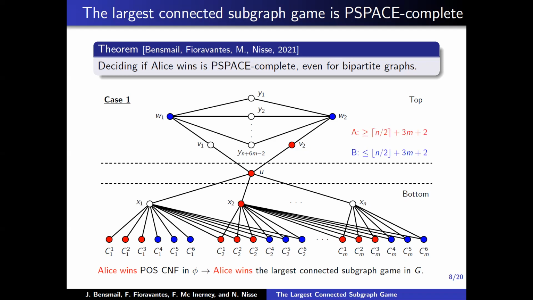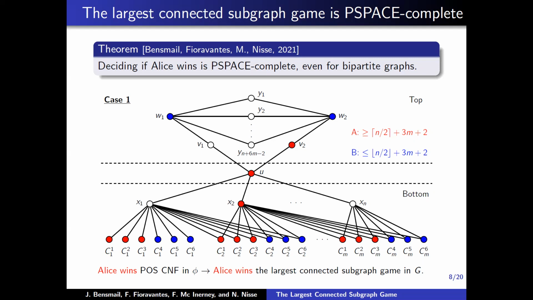And now Alice covers x2, which essentially means she covers a variable vertex according to our winning strategy in phi, which in this example we say is x2. And now whenever Bob covers a vertex in the top part, Alice also covers one in the top part. Whenever Bob covers one in the bottom part, Alice covers one in the bottom part, following her winning strategy in Positive CNF on phi.